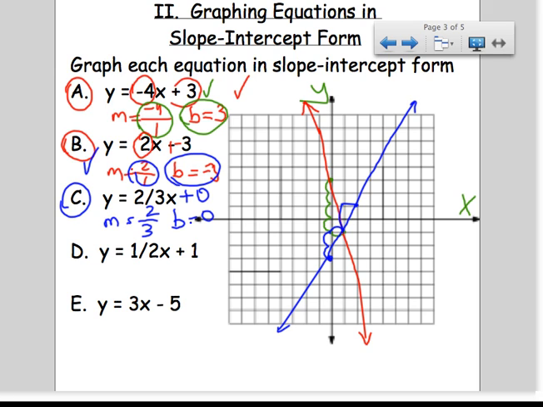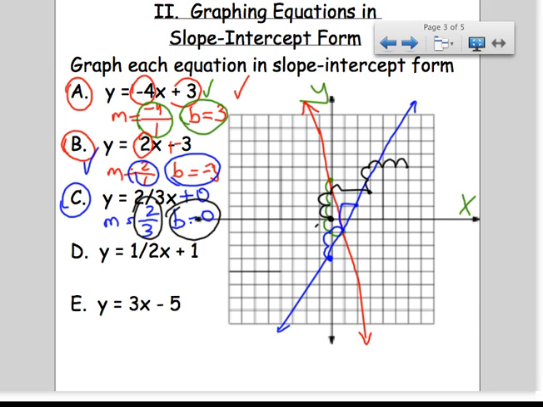And now I'm ready to graph it. I'll do this one in black. Starting with a y-intercept of 0, that's right at the origin in the middle. Next, I need to build a line with a slope of 2 over 3. That means from here, I'll have a rise of 2 and then a run of 3, and I have my second point. I could do it again, a rise of 2 and a run of 3, and I have my third point.